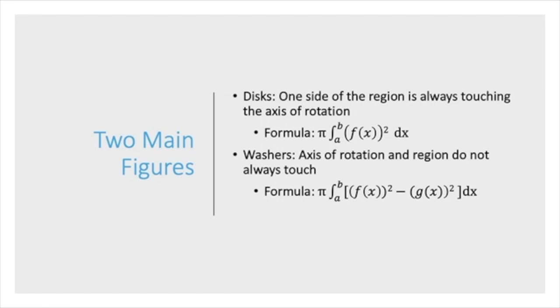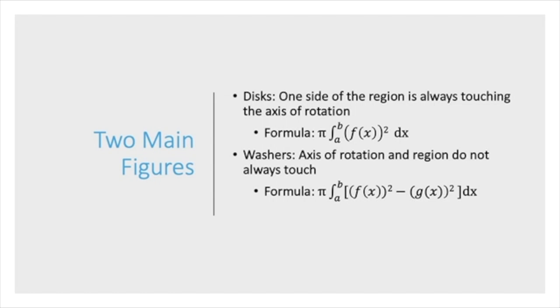So this formula is similar to the one above. It is actually slightly different though. It is pi times the integral from a to b again, but this time it is f of x squared minus g of x squared, where f of x is going to be your top function and g of x is going to be your bottom function. This is usually what happens when you have an area between two curves that you are rotating about a region, and so it would almost always form a washer.